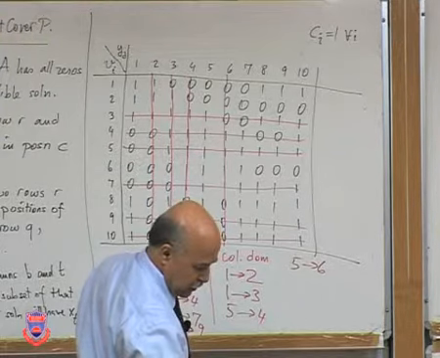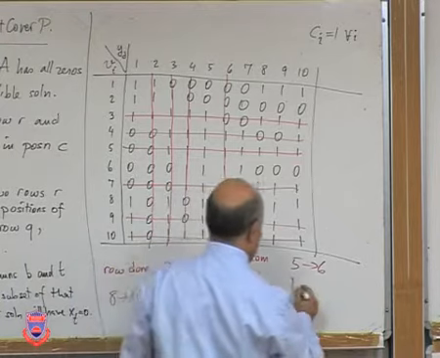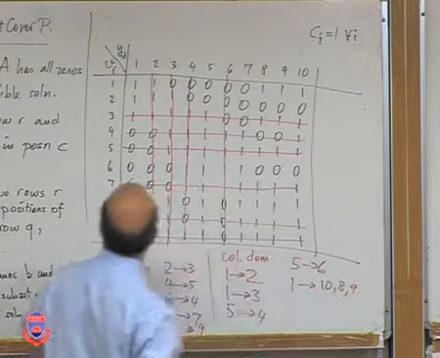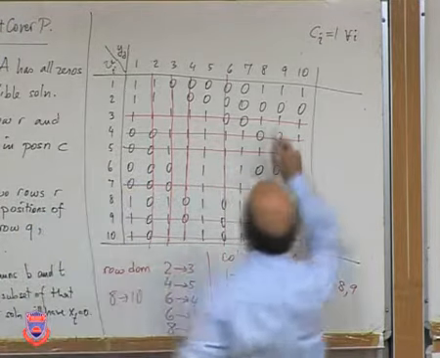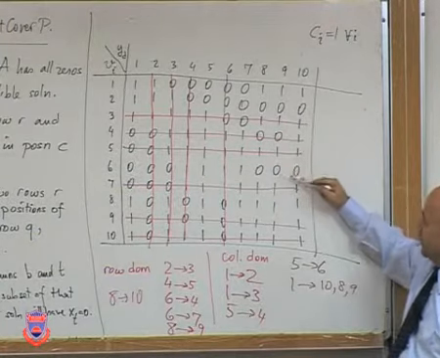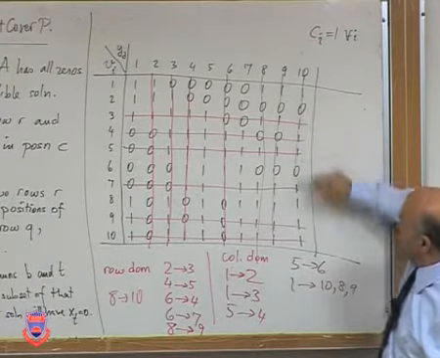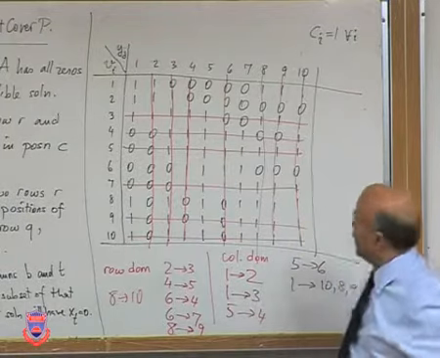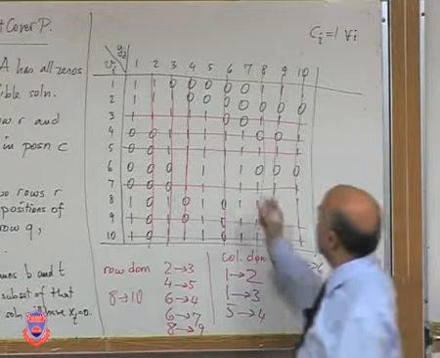1 dominates 10, 8, and 9. That's what I have. Is that true? 5 also dominates 7, 8, 9, and 10. Yeah. I guess these are all gone. And 5 dominates 7. The remaining indices are the same.